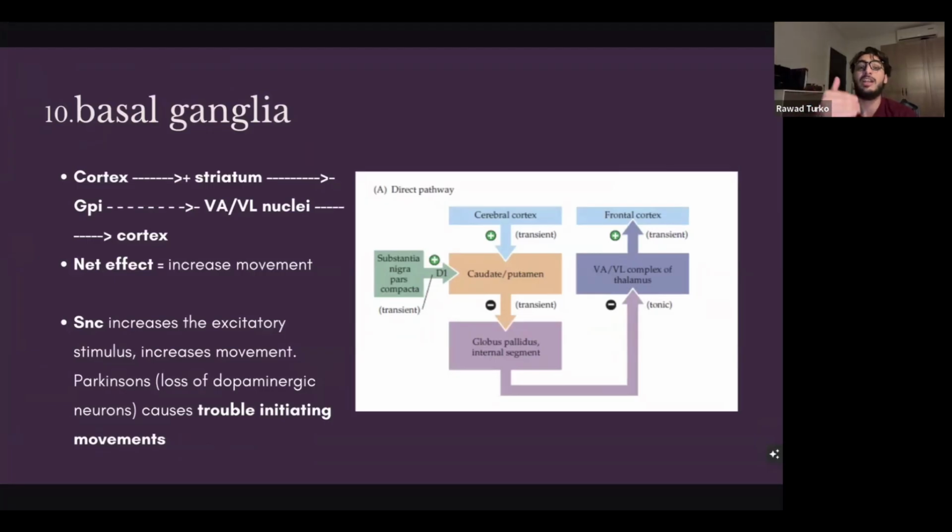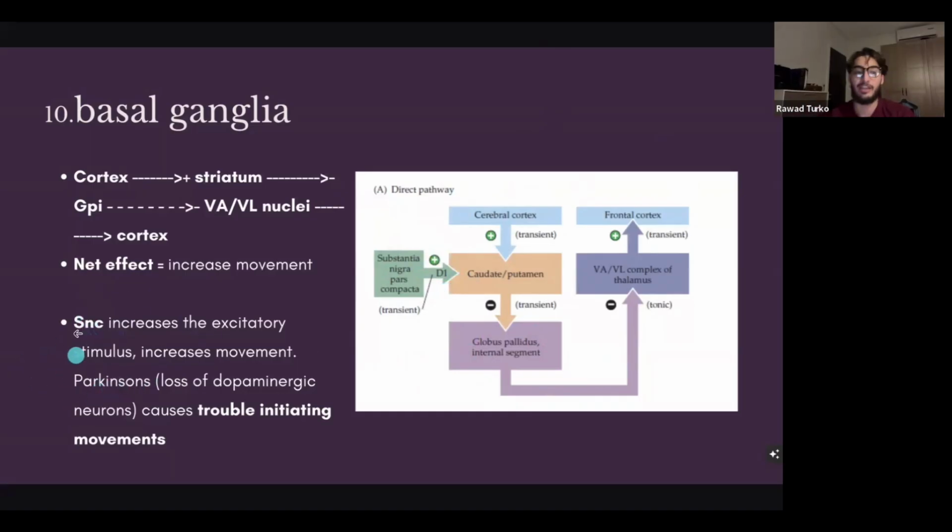So it's a positive modulator. The goal of the substantia nigra and the dopaminergic neurons is to also increase movement. Let's say, for example, we have loss of these dopaminergic neurons. This entire pathway would be inhibited in a way, or weakened a lot more, because you don't have this modulatory effect or this additive effect coming from the substantia nigra. And that's what happens in Parkinson's disease.